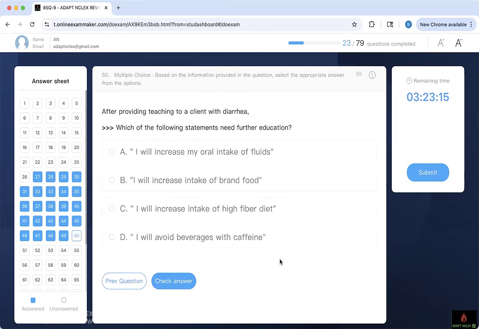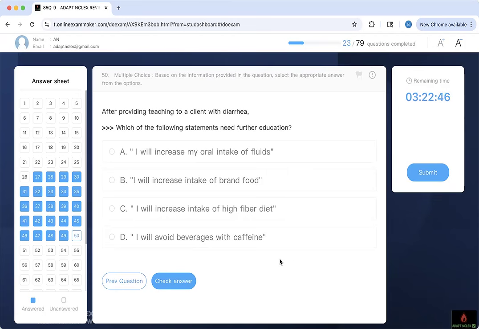Which of the following statements need further education? After providing teaching to a client with diarrhea. Which one needs education? That means they're saying something bad or doing something bad. I will increase oral fluid intake. Is that okay when you have diarrhea? I will increase intake of bran food. Is that okay? I will increase intake of a high fiber diet. Is that okay? I will avoid beverages with caffeine. Is that okay when you have diarrhea?